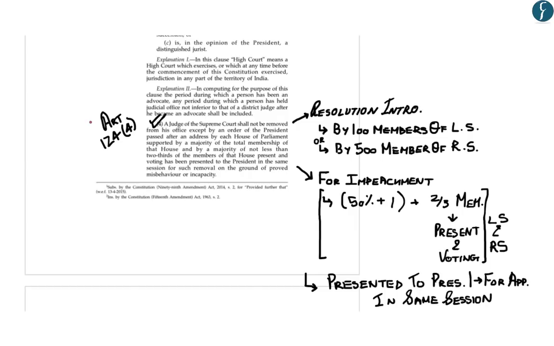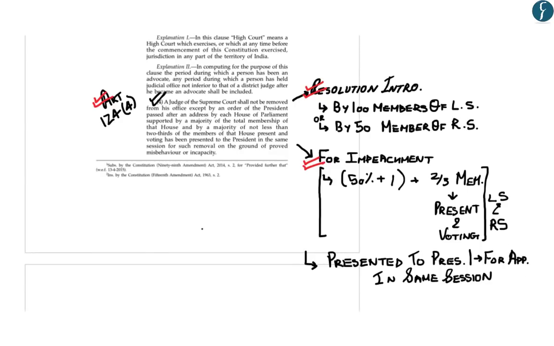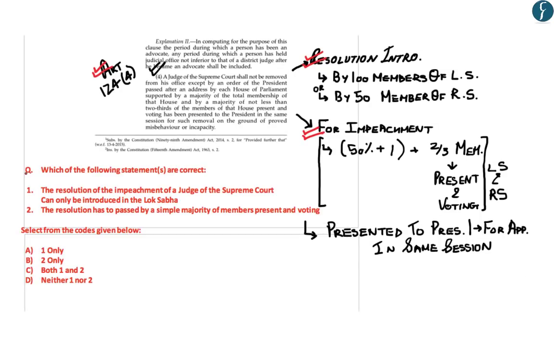Now hopefully up till here you have understood under which article the impeachment of a Supreme Court judge falls, how a resolution to impeach a Supreme Court judge is introduced, and what are the specific conditions for the impeachment of a Supreme Court judge. So if a question is asked in your prelims examination, such as which of the following statements are correct, you can answer from the information given in this section.